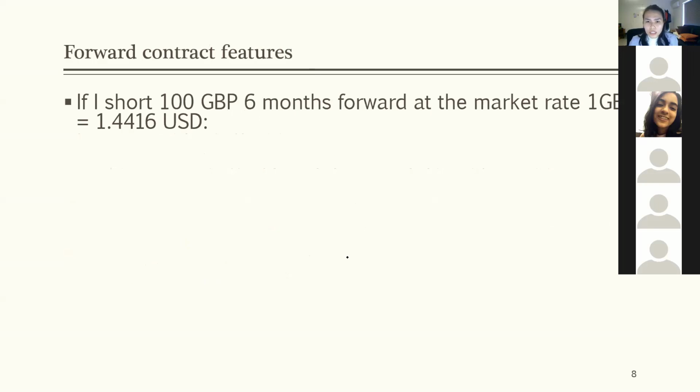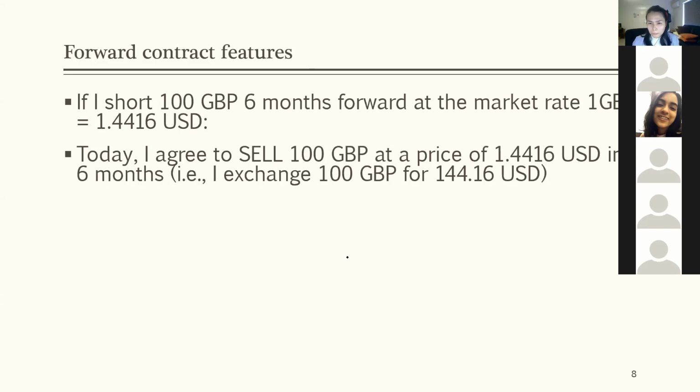All right, so in the next few slides, let's look at some examples of forward contracts, okay? For example, if I say that I short £100 6 months forward at the market rate of £1 equals 1.4416 USD, that means at today's time, I have agreed to sell £100 at a fixed rate of 1.4416, and I'm going to deliver the pounds. Sorry, I'm going to sell the pounds in 6 months' time. Okay.